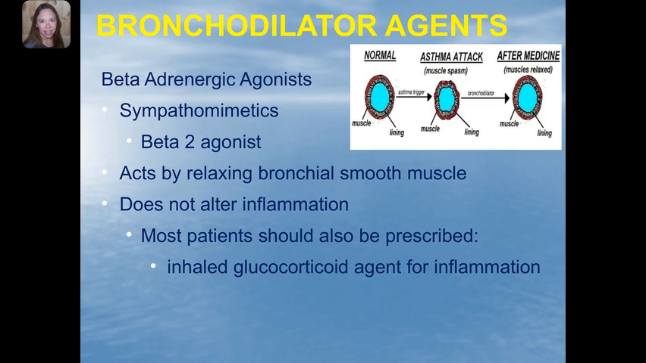So it's working directly on the bronchial smooth muscle. In this case, though, it's not working on the inflammation part of asthma. It's just working on the bronchoconstriction to help cause bronchodilation so our patient can breathe better when they're having an asthma attack. Because bronchodilators don't work on the inflammation part of asthma, the patient should also be prescribed at least inhaled glucocorticoids or something else to work on that inflammation.